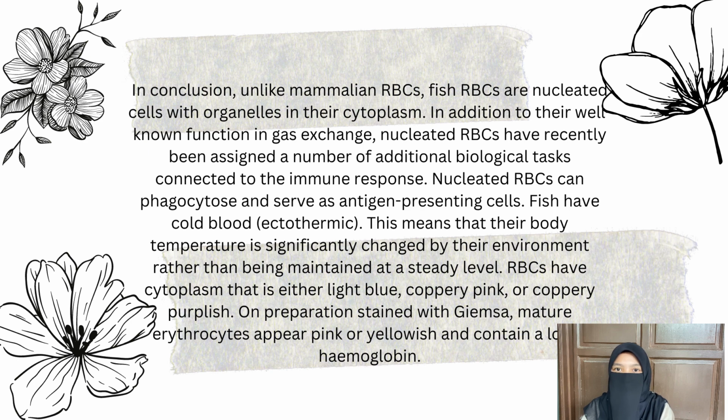Fish have cold blood, ectothermic. This means that their body temperature is significantly changed by their environment rather than being maintained at a steady level. Red blood cells have cytoplasm that is either light blue, coppery pink, or coppery purplish. On preparation stained with Giemsa, mature erythrocytes appear pink or yellowish and contain a lot of hemoglobin.